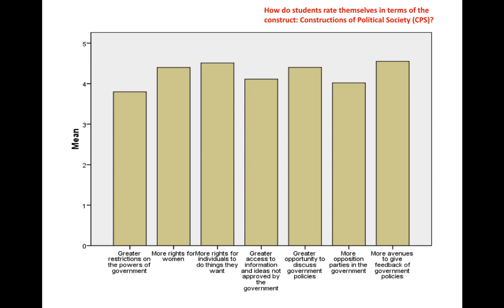Descriptive statistics can actually even be portrayed as a bar graph. And when you take a look at the bar graph, sometimes it's even more interesting or more appealing because you don't see a lot of numbers, but you actually see figures, and the figures show at a glance which ones have the highest scores and which ones have the lowest. Here, greater restrictions on the powers of government is the one that has the lowest score, and more avenues to give feedback on government policies is the one that has the highest scores. It's actually the same table earlier, but represented this time by using a bar graph.